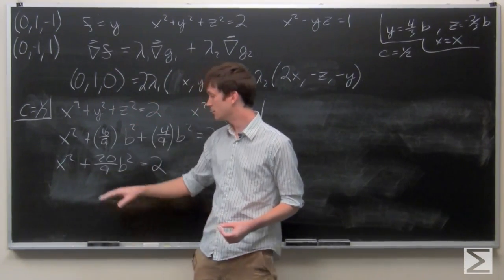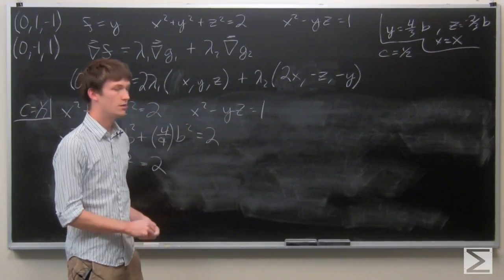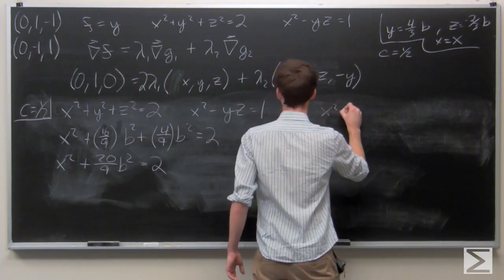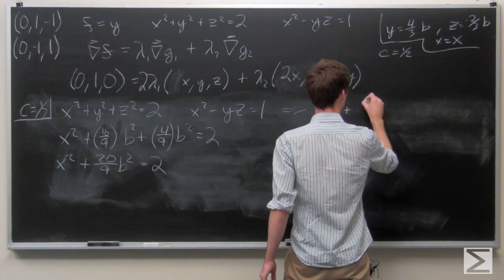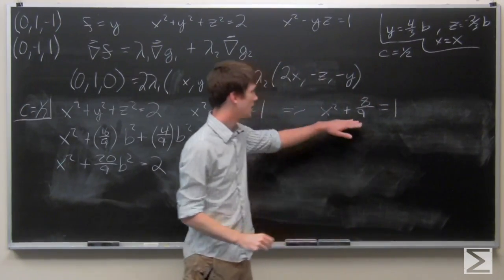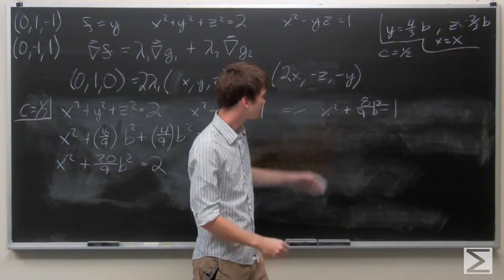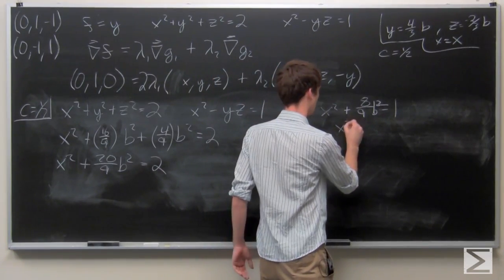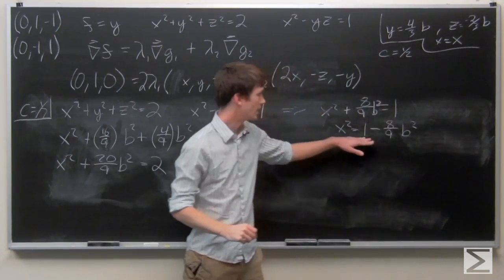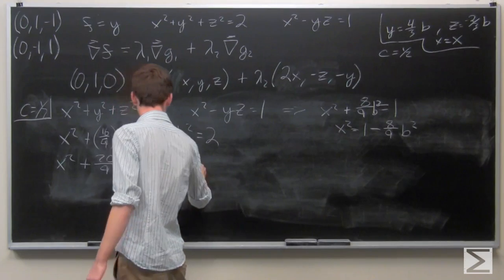plus 20/9 b squared is equal to 2. And then using our second constraint equation and plugging in y and z values, we have x squared plus 8/9 b squared is equal to 1. We can solve for x squared. We get x squared is equal to 1 minus 8/9 b squared. And we can plug into our equation here.